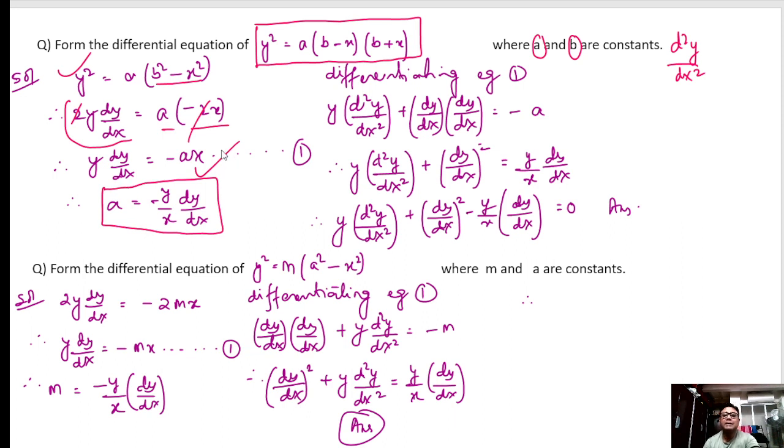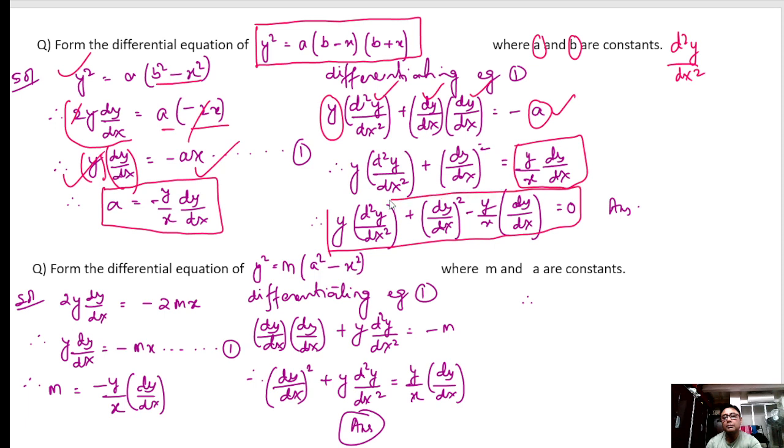Now we can again differentiate this term. This is in u into v form, so u differentiating the second term plus v differentiating the first term, and minus ax is minus a. Putting the value of a here, we got this term. And now in this equation, see, there is no constant term, so this is our differential equation.